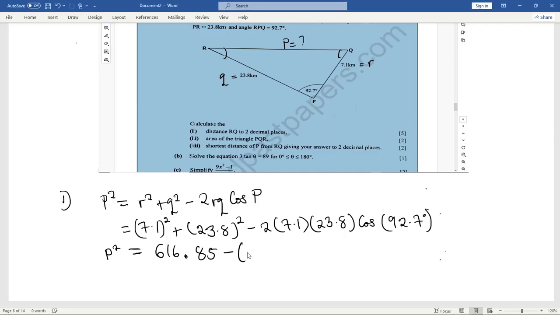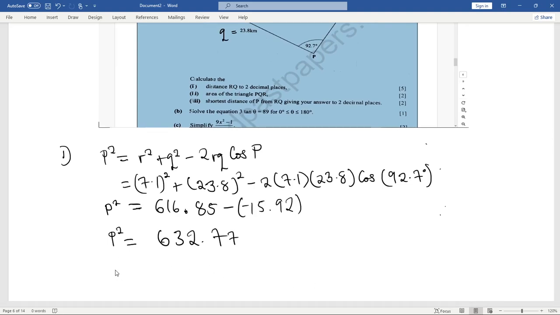So here I'm getting negative 15.92 here. So negative times negative is going to be positive, which means that we're just simply going to add the 2 here. So p squared here is equal to 616.85 plus 15.92. So we're getting 632.77 here.